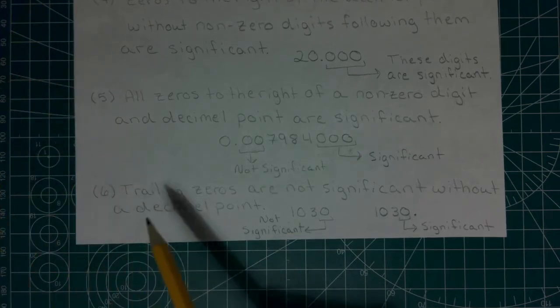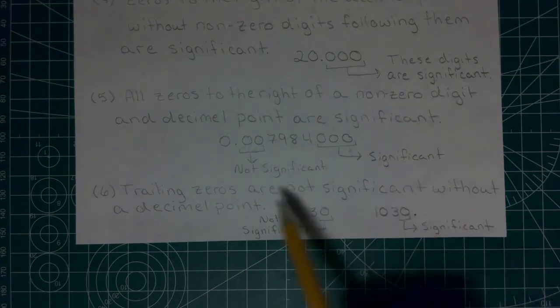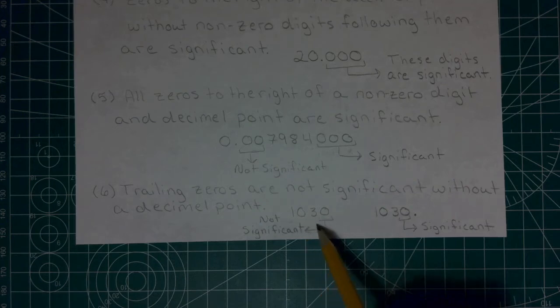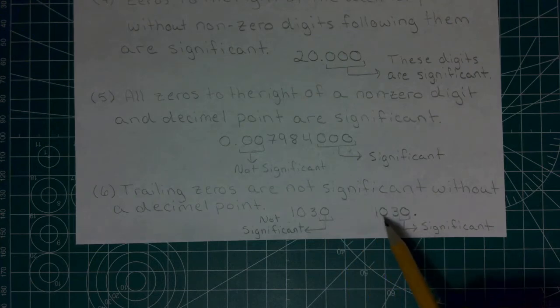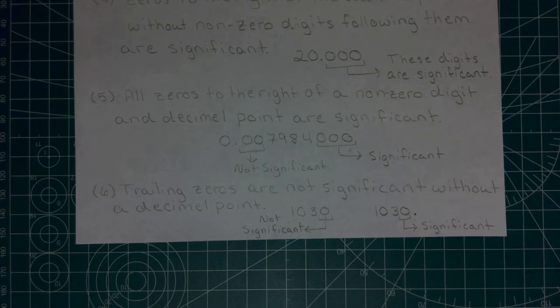And the final one involves when we don't have a decimal. So if we have trailing zeros, they are not significant without a decimal place. So if I write the number 1030, this last zero is not significant. Now if I want to write this in such a way that this zero is significant, I'm going to do something kind of weird here. I'm going to write 1030 and put just a decimal place there. I'm not going to add another zero after it or anything. And now I've indicated with my decimal place that this last zero is in fact significant.